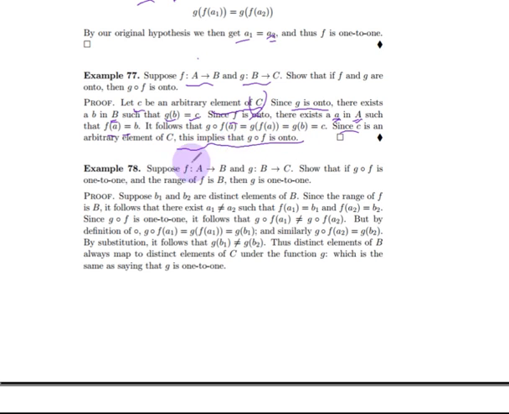Okay. Well, let's consider this next example. Suppose f goes from A to B and g goes from B to C. Show that if g composed f is 1 to 1 and the range of f is B, then g is 1 to 1. All right, let's copy this and see if we can make some sense of this from a diagram.